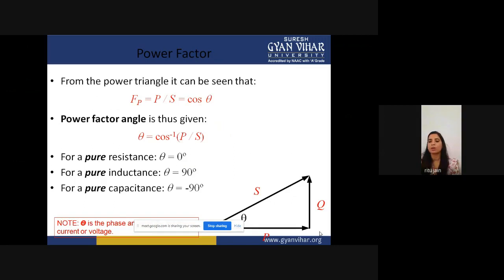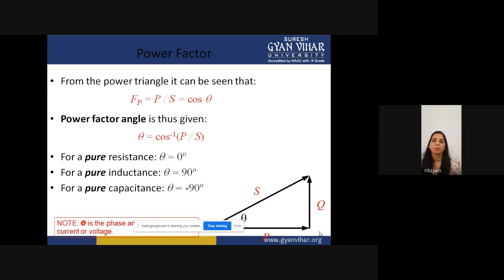So if you draw active and apparent power in a vector diagram, you will get this kind of vector diagram. On the x-axis, you can take real power. On the y-axis, you can take reactive power, and the vector sum of these powers is your apparent power. So from the equation, you can write Fp is equal to P by S is equal to cos theta. So the power factor angle is given by theta is equal to cos inverse P by S.